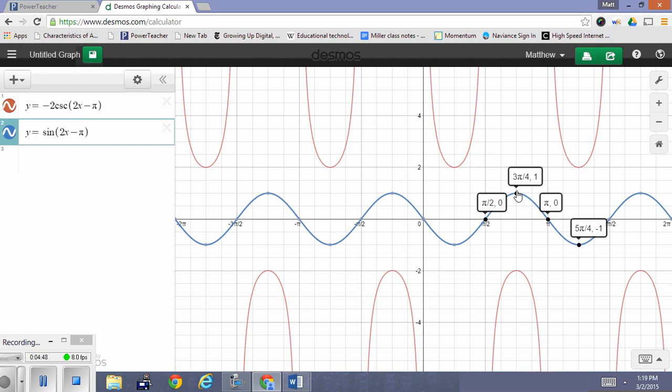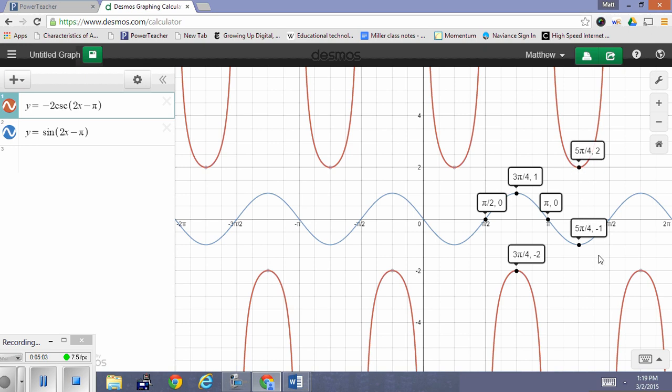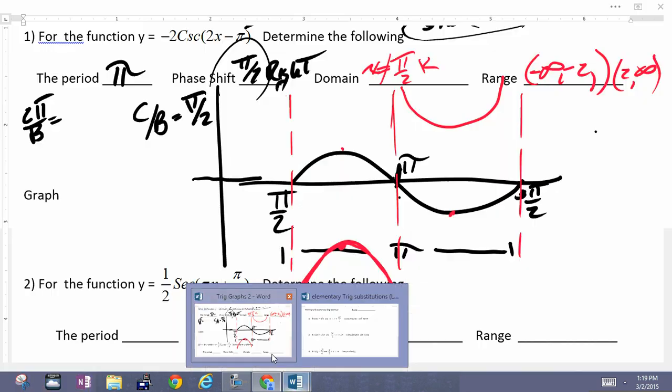And again, we took the value here of 1 and multiplied it by -2, which gives us right there. That's our value: 3 pi over 4, -2. You can see that this value is right here up at 5 pi over 4, 2. So that's very much the graph that we saw over here that I drew up for you.